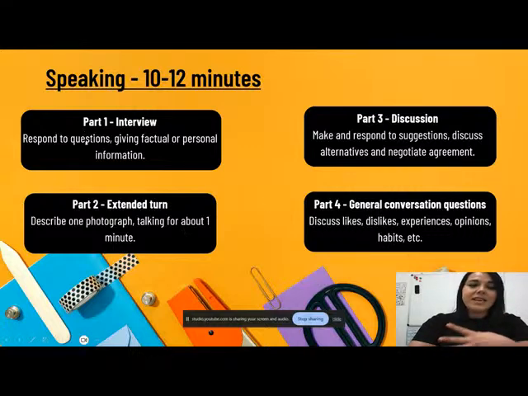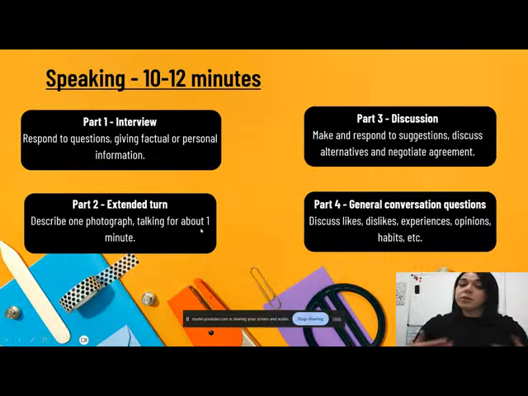Part 1, the first part, is a very simple interview. The examiner will ask you some questions about you, and you are expected to give them just a little bit of personal information. The second part is photo description. So you will have a look at a nice color photograph, and you will have 1 minute to describe what you can see in the photo.